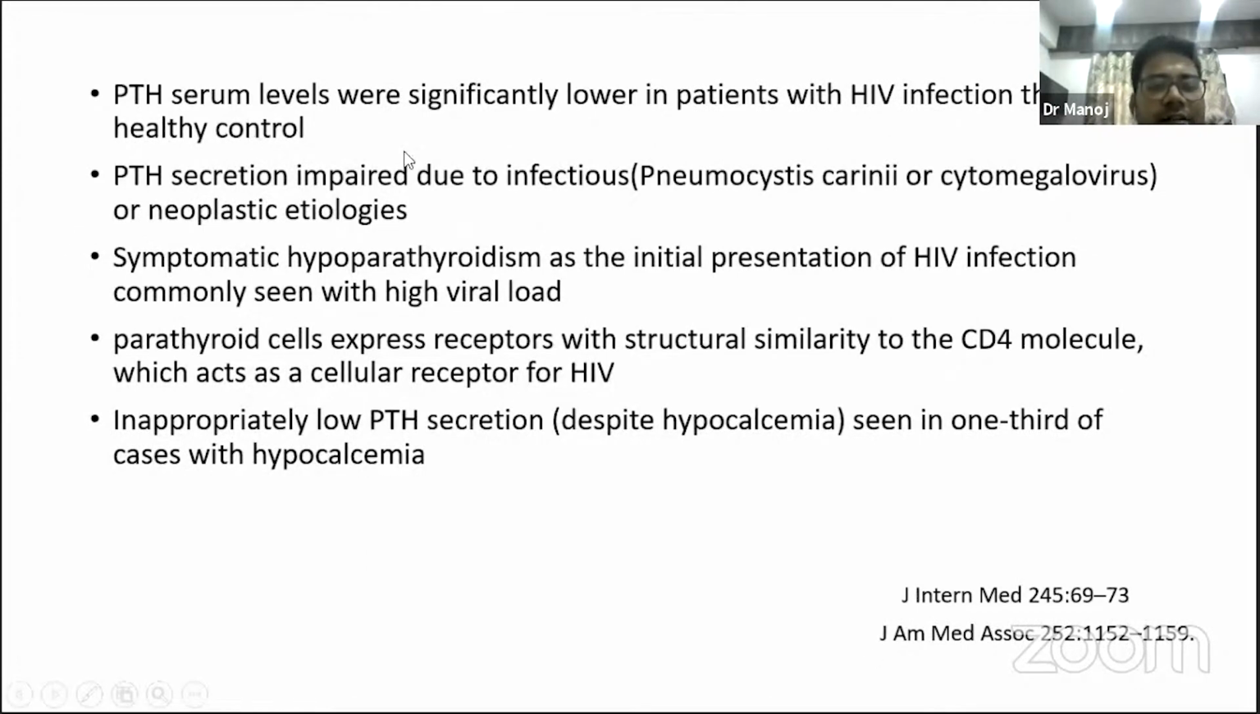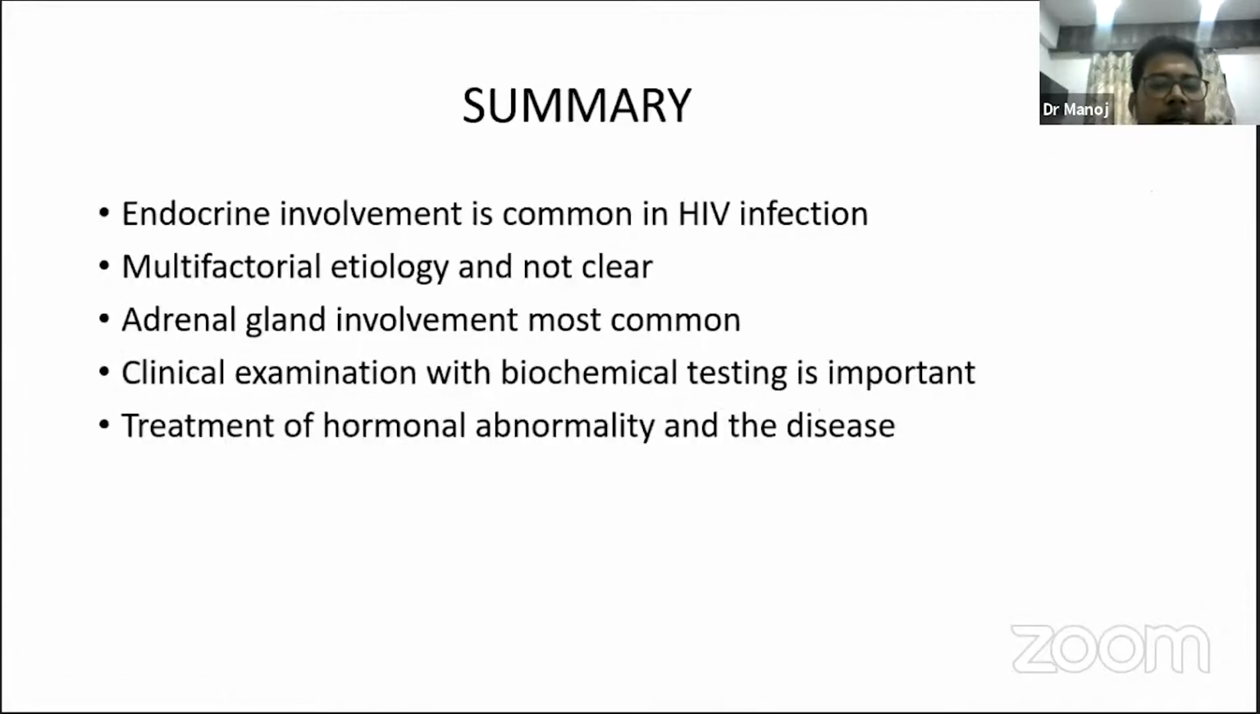PTH secretion is also significantly lower in patients with HIV infection than controls, and it is impaired because of infection or neoplastic etiology. But symptomatic hypoparathyroidism can be seen as an initial presentation in patients with very high viral load. And parathyroid cells also express a receptor which has a structural similarity with the CD4 molecule, which acts as a cellular receptor for HIV virus. And inappropriately low PTH secretion is seen in around one third of the patients with hypocalcemia.